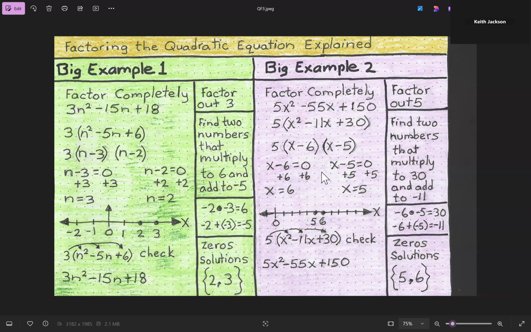Okay, you have been given quite a bit of information. I wouldn't blame you if you need to pause the video to take a look at these two big examples, or replay this video as many times as you need to gain a greater understanding of this concept.